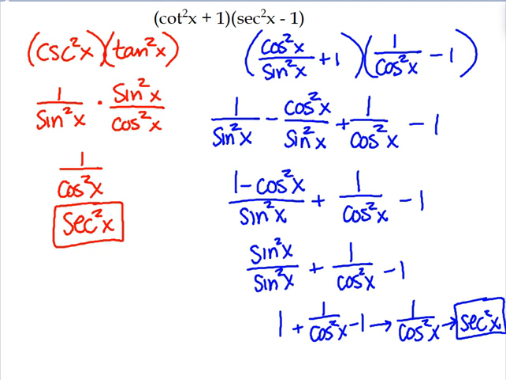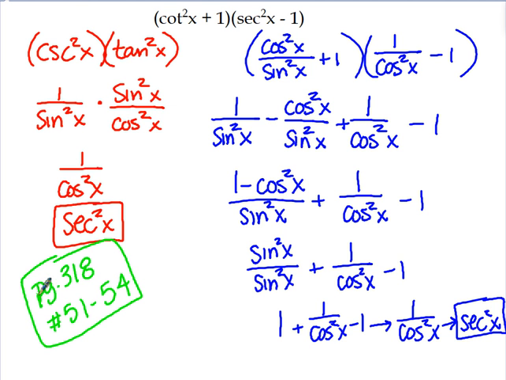There is a homework assignment. It's only 4 of them. Page 318, numbers 51 through 54. You're just simplifying. Give it a shot. The answers are online, so you can check yourself to see how you did, and I showed my work. I didn't show more than one method, but I did show one method of doing all of these.